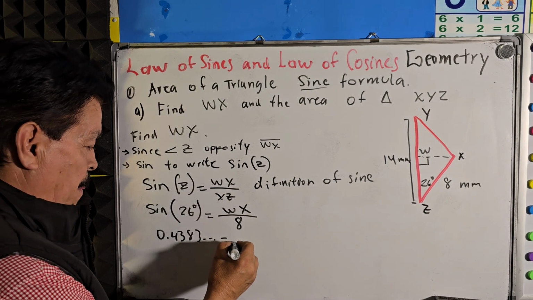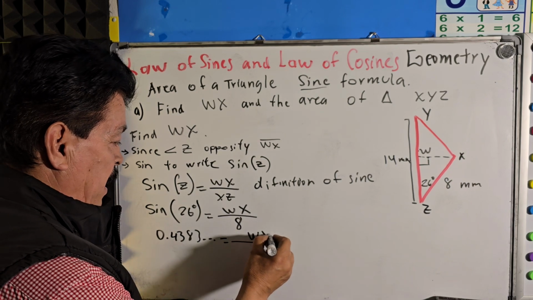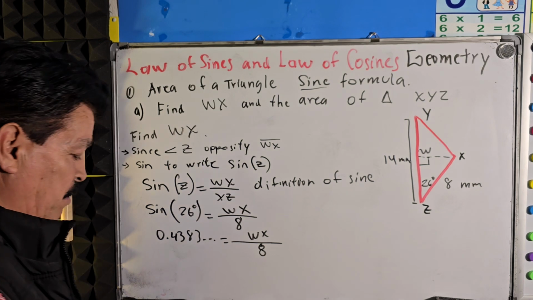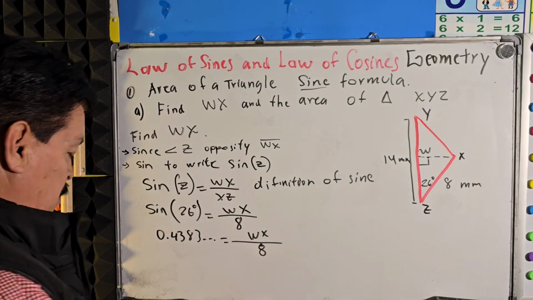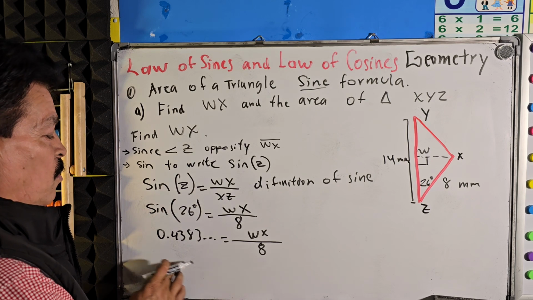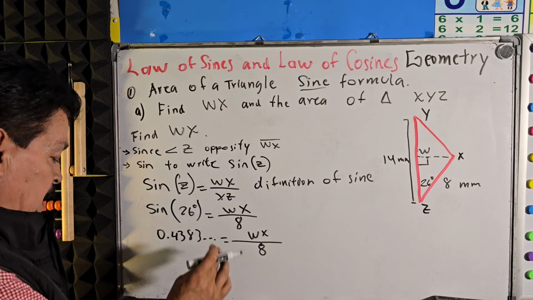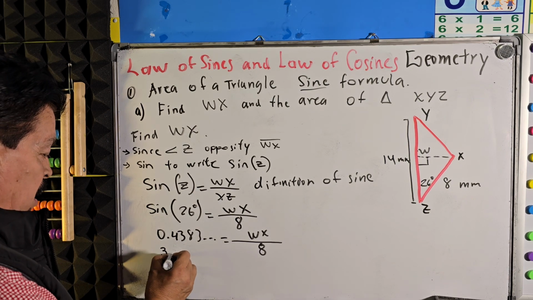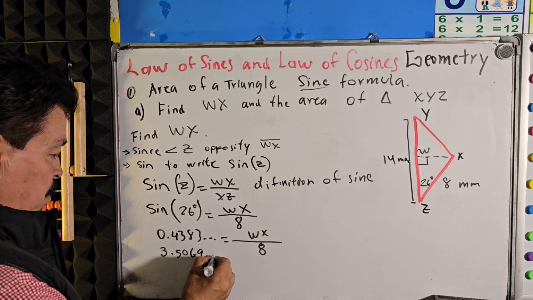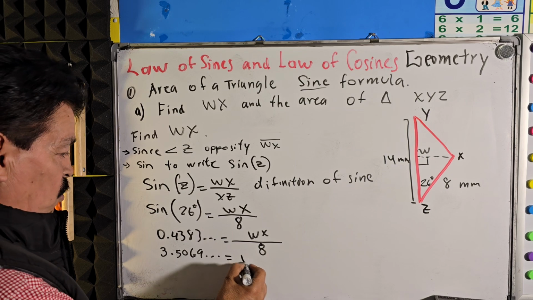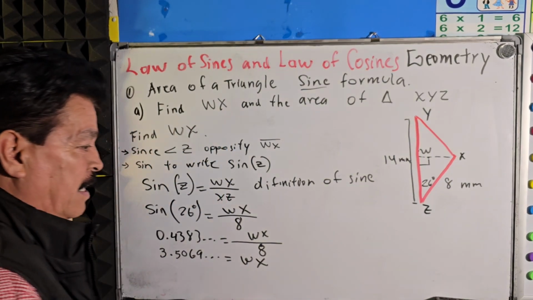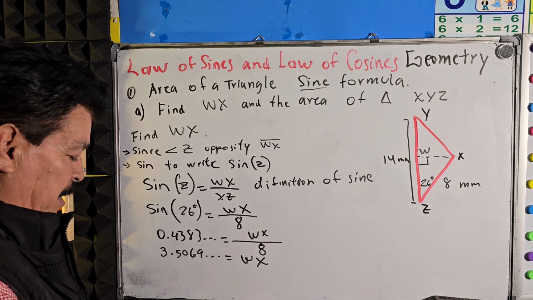Let's see, sine equals WX divided by 8, the hypotenuse. Okay, this is the hypotenuse. You have it right there. So now this is dividing right here. We have to multiply to the other side. We will have here 3.5069 equals WX. This is the height of our triangle.